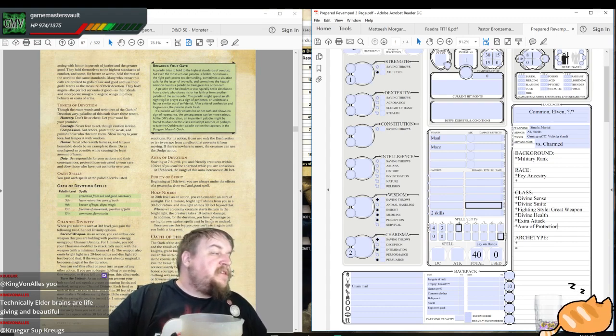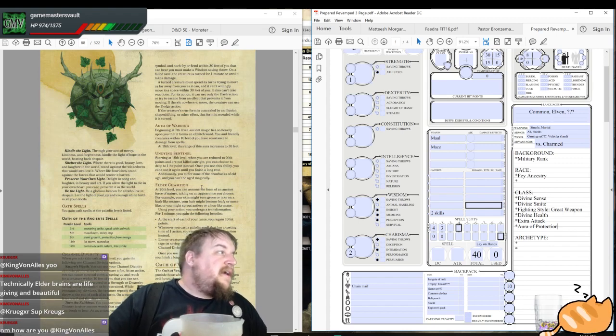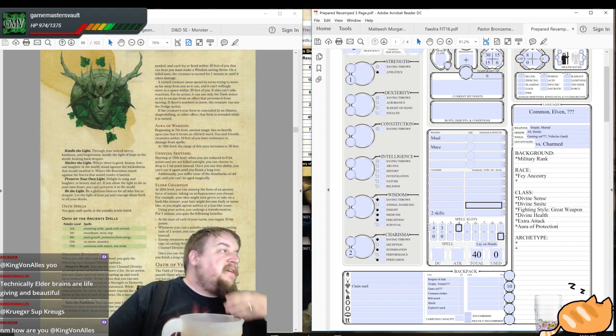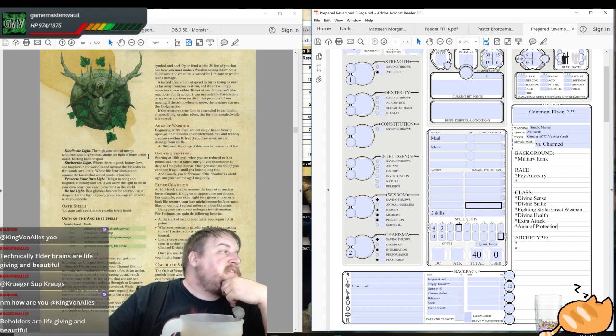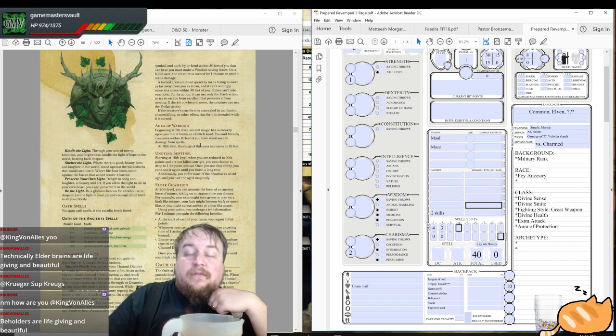Its four central principles are simple. Kindle the light. Through your acts of mercy, kindness, and forgiveness, kindle the light of hope in the world, beating back despair. Shelter the light. Where there is good, beauty, love, and laughter in the world, stand against the wickedness that would swallow it. Where life flourishes, stand against the forces that would render it barren. Preserve your own light. Delight in song and laughter, in beauty and art. All the more reason to maybe give her art instead of a gaming set, maybe a painting set.